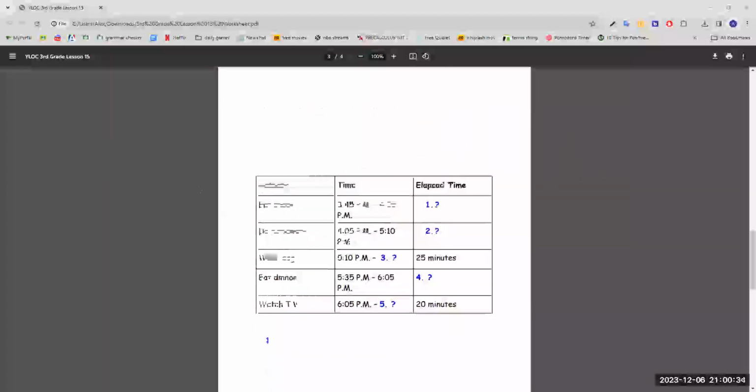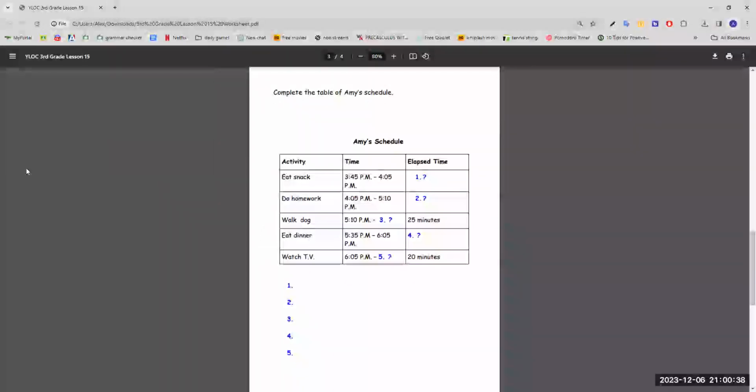Now moving on to completing the table of Amy's schedule. And let's zoom out a little. Okay, so we have Amy's afternoon schedule, and we have to find either the elapsed time or the time that it took for her to do the activity. So number 1, the time passed was 3:45 to 4:05 p.m. And we need to find the elapsed time. So to do that, we just subtract the end time from the start time.